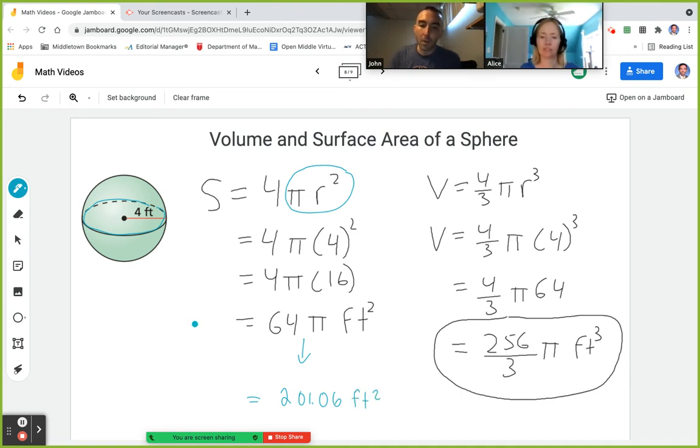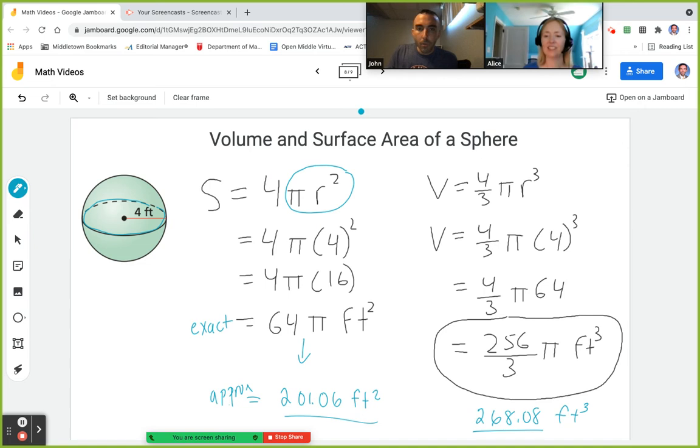And again, we call this an exact answer because there was no rounding involved, but then we call this an approximate answer because we did round a little bit to get here. And we could do the same thing for volume as well. We can divide this and put it into our calculator and get 268.08 feet cubed. So this just gives us an idea of about where these numbers are. So the volume is a little bit bigger than the surface area is.